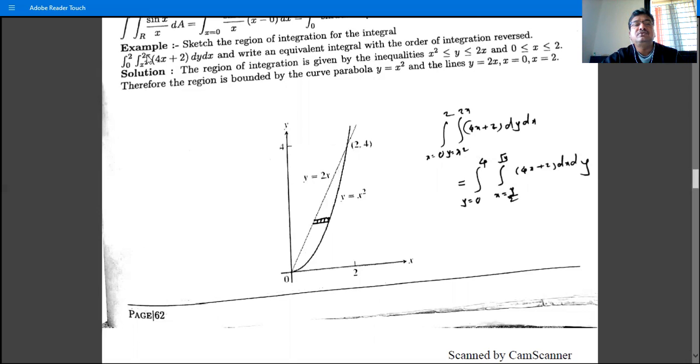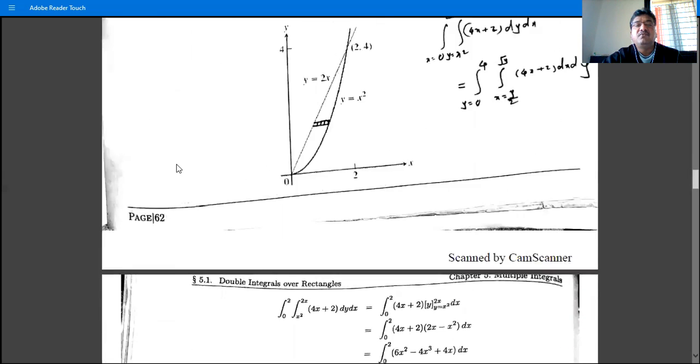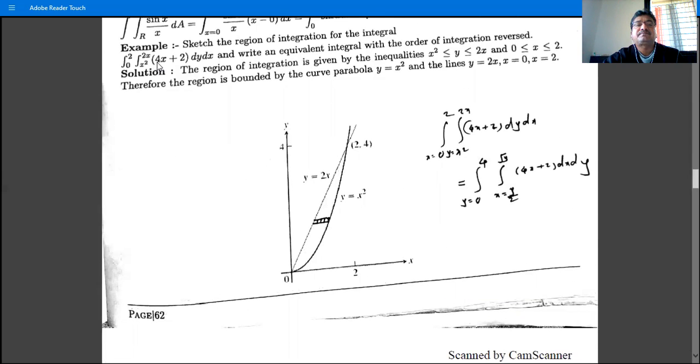So x square to 2x are the limits on y. So what we have? The lower limit is y is equal to x square, which is the equation of a parabola about the y-axis. So draw this parabola y is equal to x square. Then y is equal to 2x, draw that line.